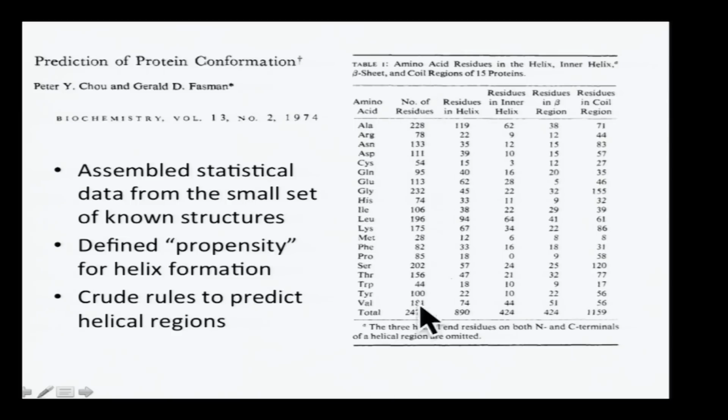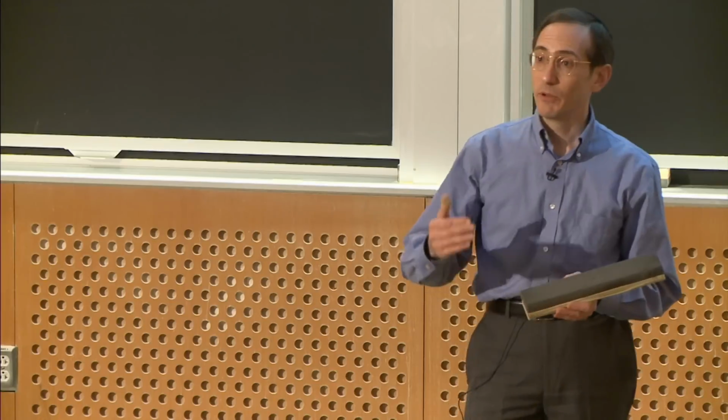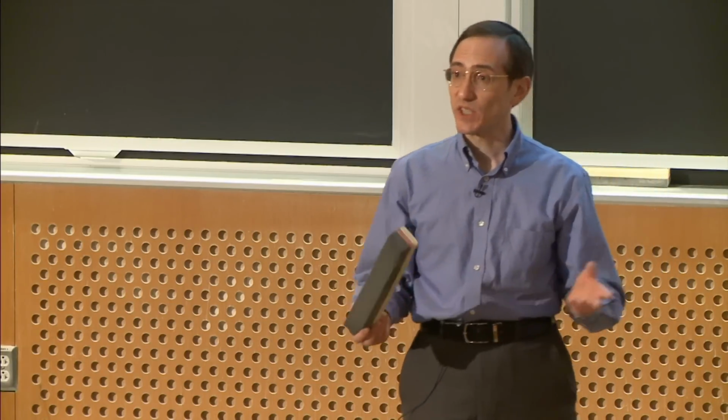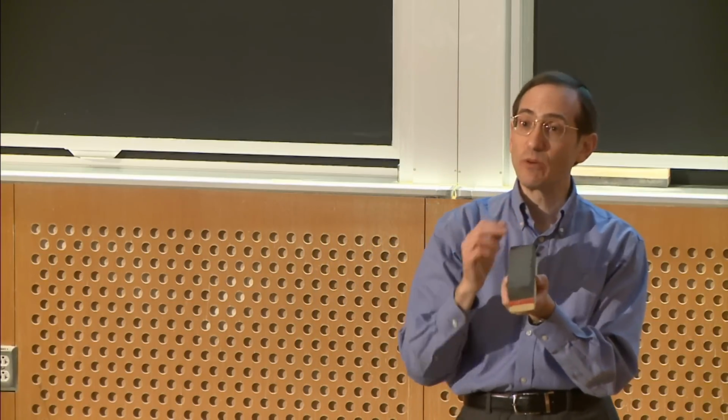How often is it observed in the database? How often does it occur in alpha helix? And how often does it occur in beta sheet or in a coil? And from these, we would compute probabilities and perhaps use Bayesian statistics to compute the posterior expectation for having a certain sequence in alpha helix.